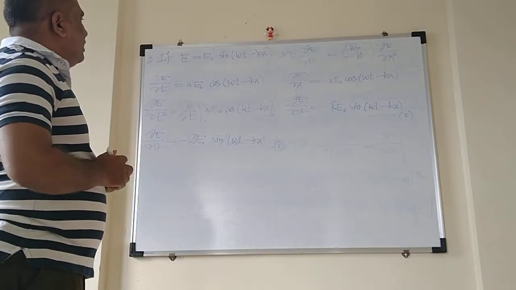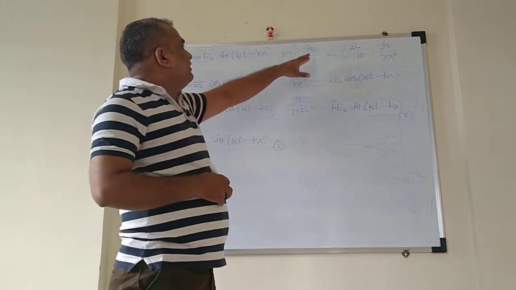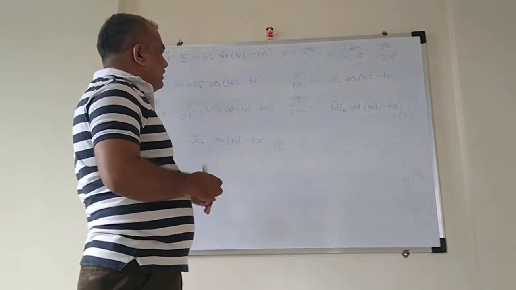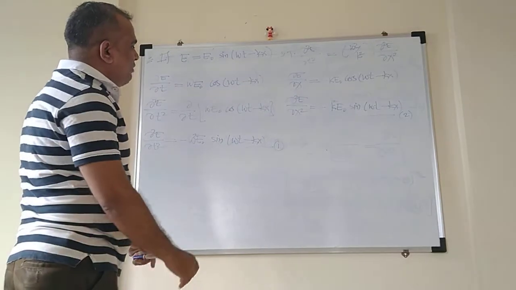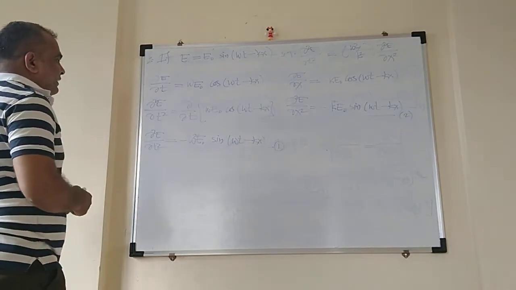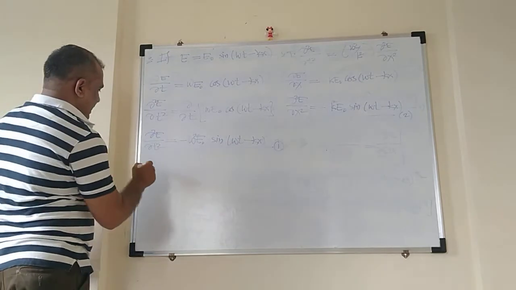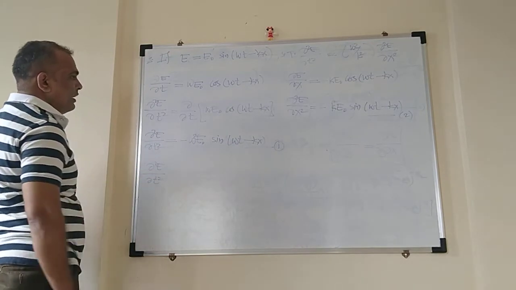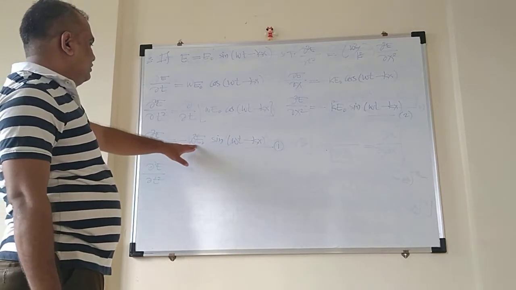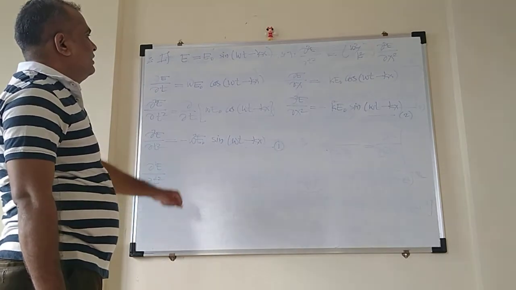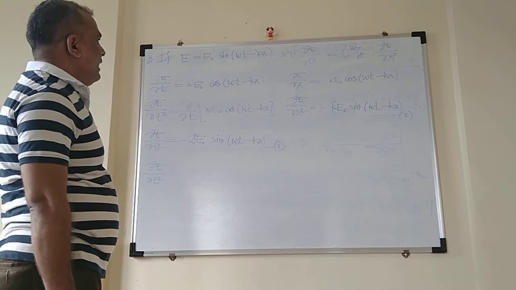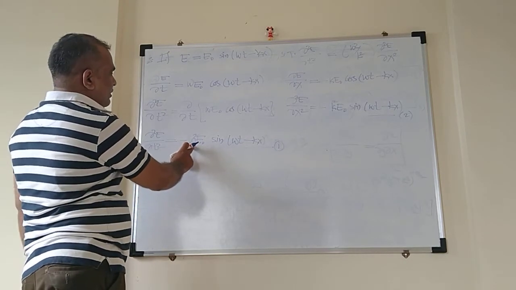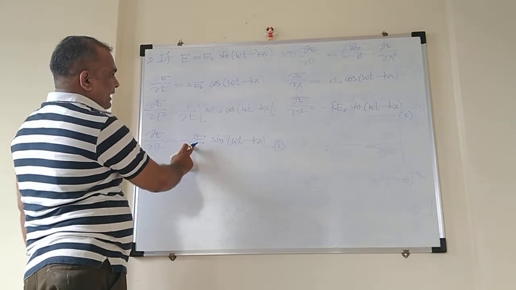And now to get this answer, you can equate these two equations, equation number 1 and 2, and if you write this ∂²E/∂t², and this is equals to this, so I can write this is minus ω² by k².